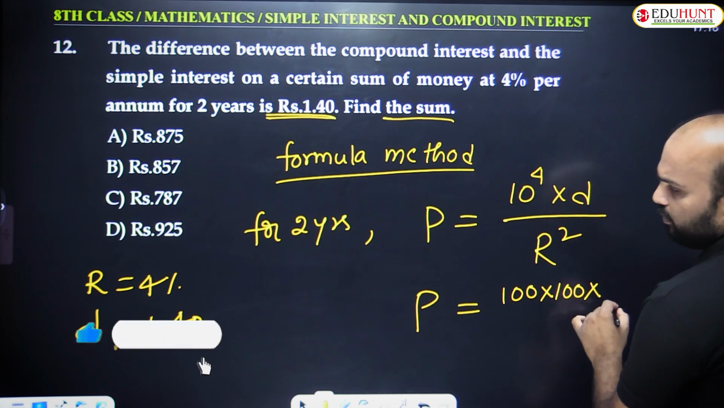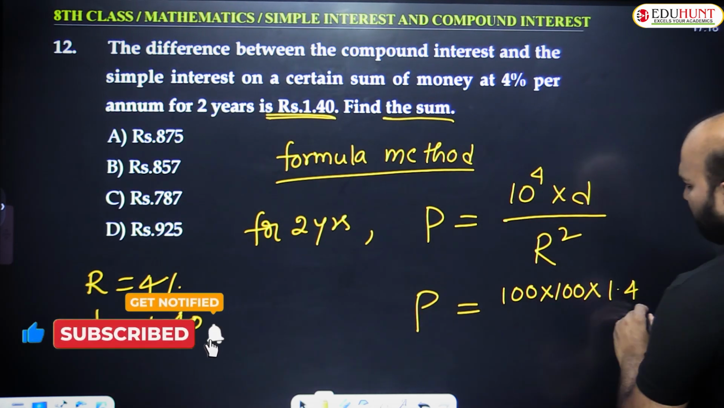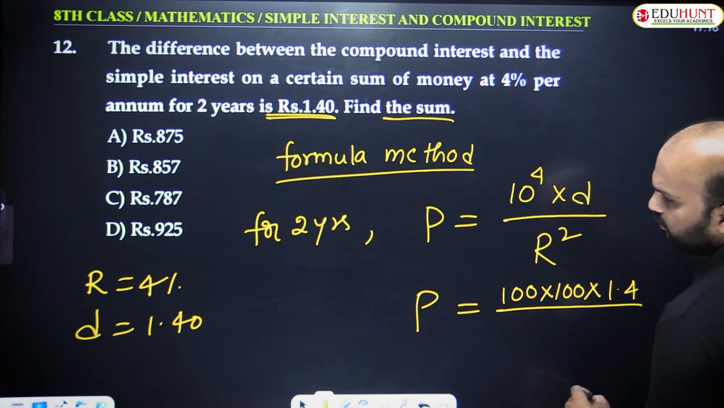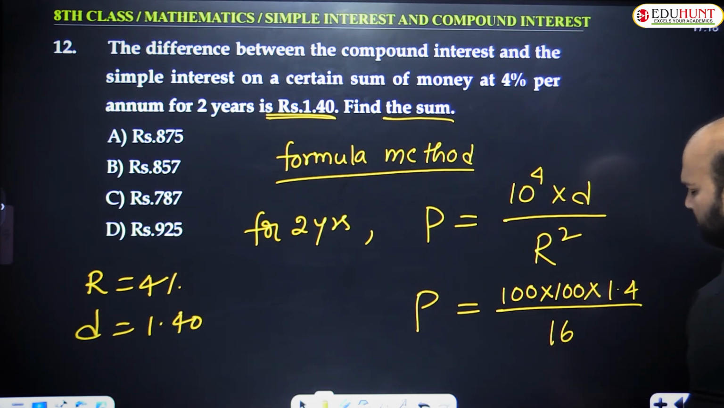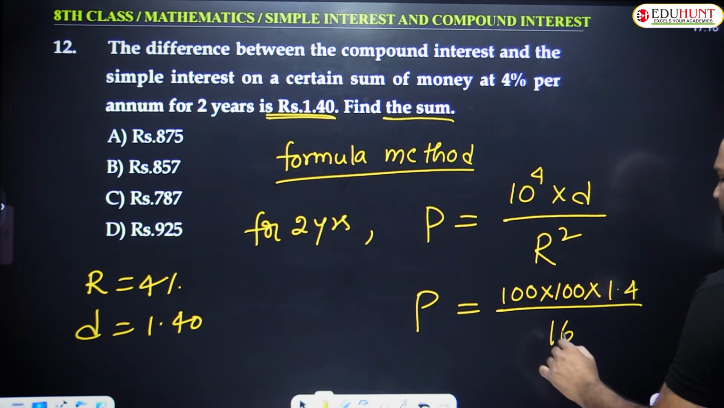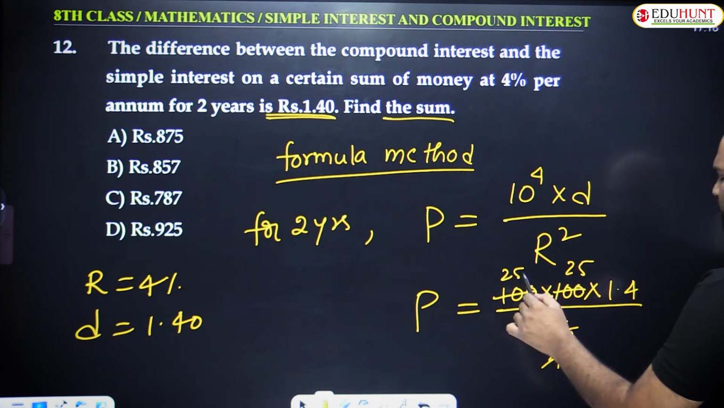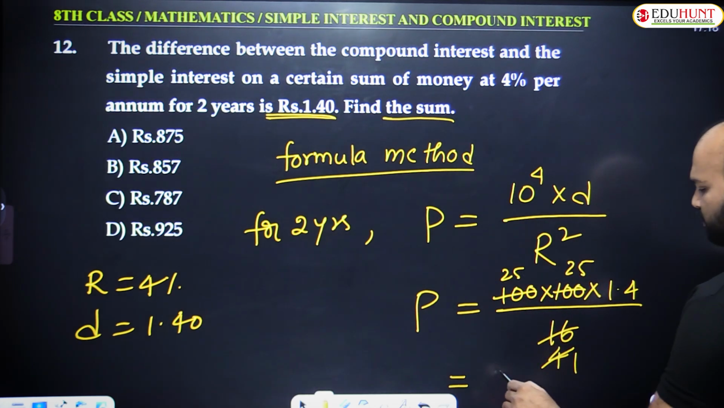So D, how much is given? 1.40. 1.40 can be written as 1.4, by R square. R value, 4% is given. 4 square is nothing but 16. Am I clear? So clearly this is 4 25s: 4 4s are 16, again 4 1s are 4, so 25 into 25 is 625.